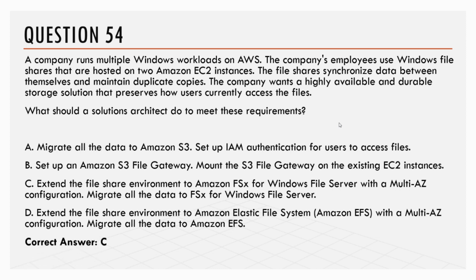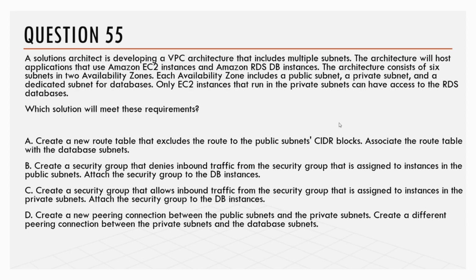Now let's look into the correct option, and the correct option is C. Extend the file share environment to Amazon FSx for Windows File Server with a multi-AZ configuration. Migrate all the data to FSx for Windows File Server. Now let's look into the next question, question number 55.